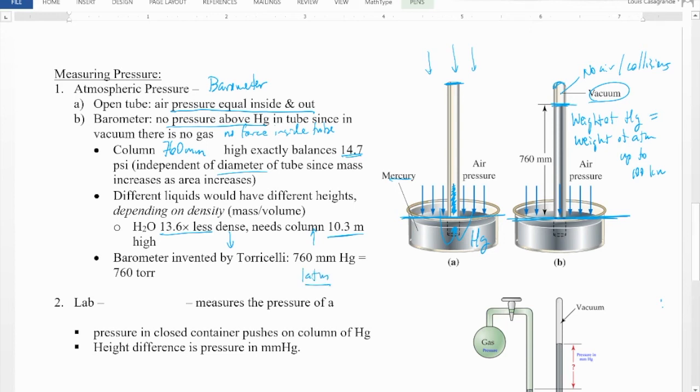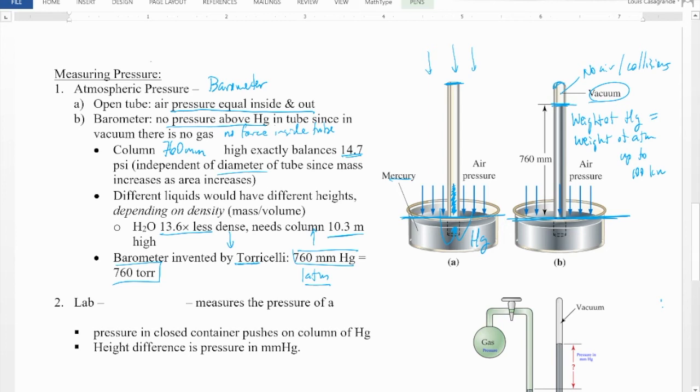And we're going to show the equivalence to the other units in a few moments. And since the barometer was invented by an Italian scientist named Torricelli, we're going to take that word torr, and we're going to make 760 millimeters of mercury equal to 760 torr. They're the same unit.